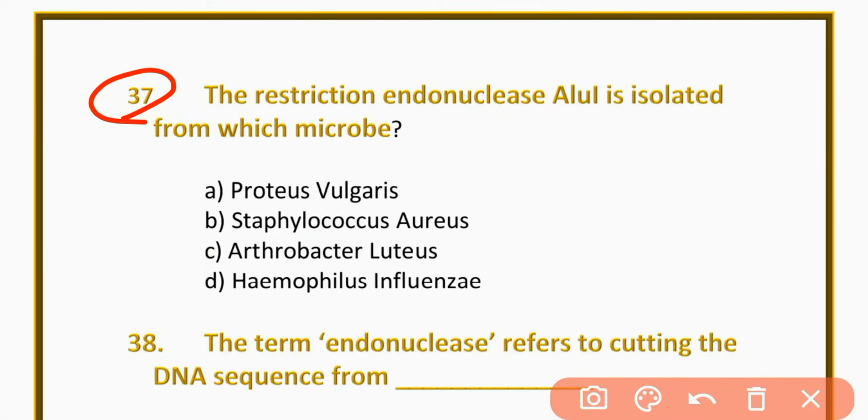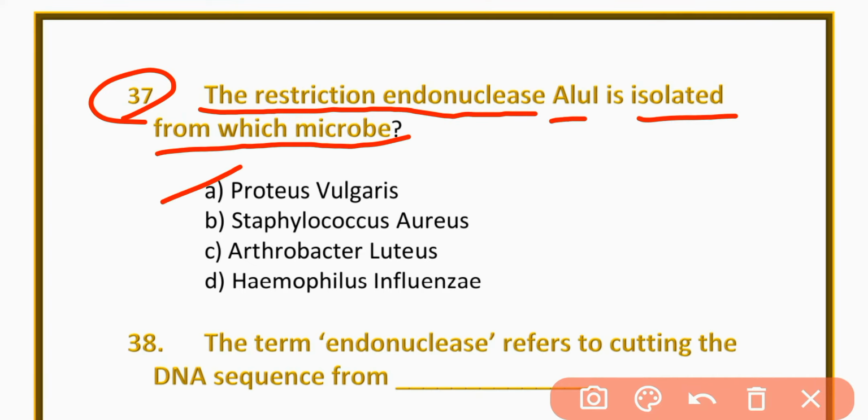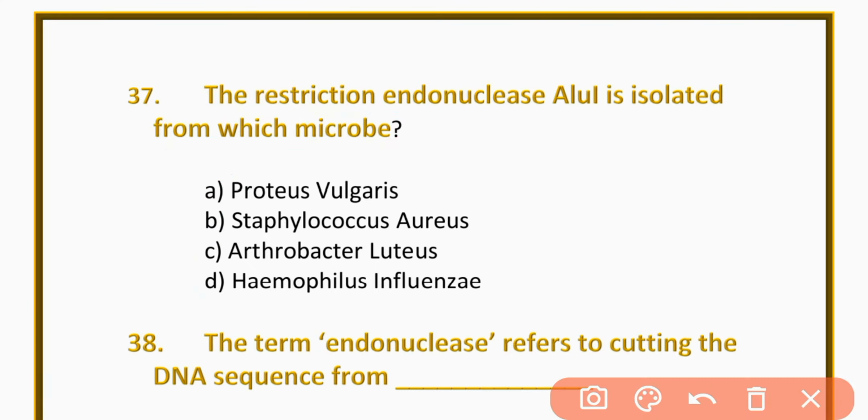MCQ 37. The restriction endonuclease AluI is isolated from which microbe? A, Proteus vulgaris. B, Staphylococcus aureus. C, Erythrobacter luteus. D, Haemophilus influenzae. The correct option is option C.